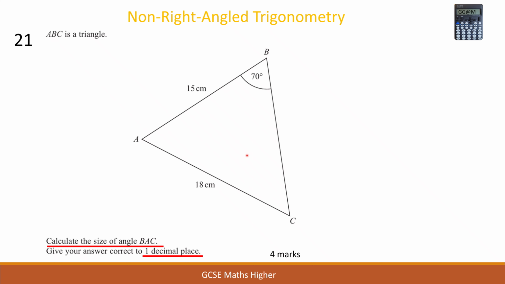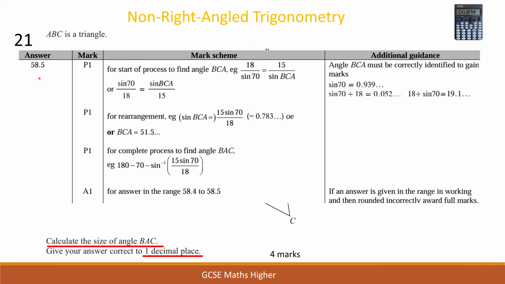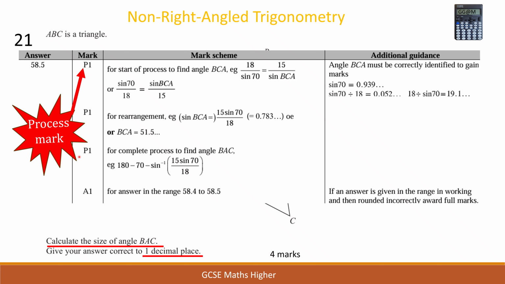Now, because we have got this side and this side, it's actually easier to work out this angle here first, and then once you've got this angle here, you know angles in a triangle add up to 180, so you can work out this angle here. The mark scheme says the answer is 58.5. These are where the marks are awarded. P1 is a process mark, A1 is for the answer, and this is the method they've used.